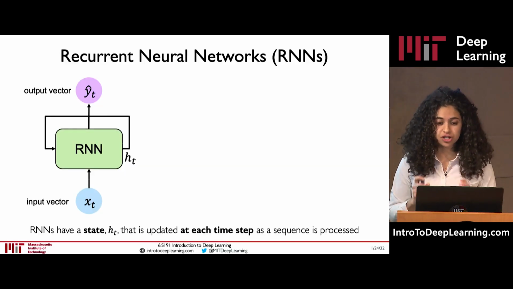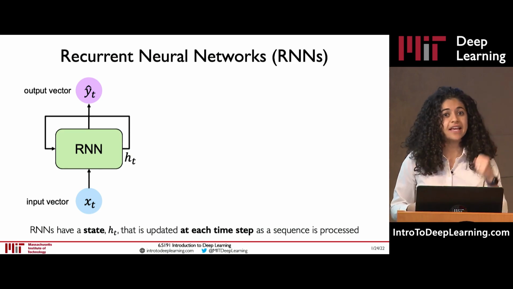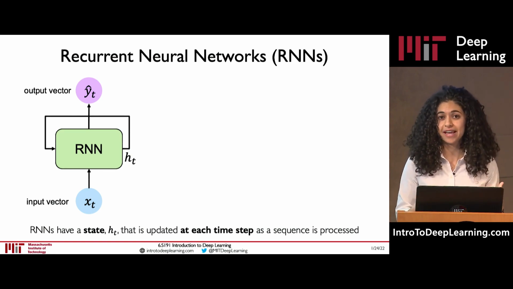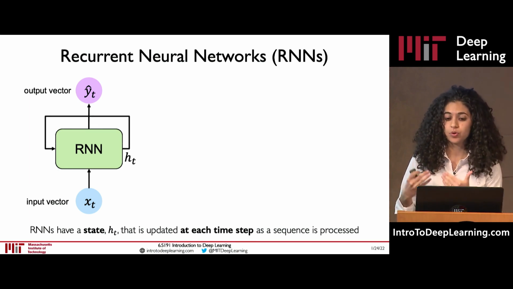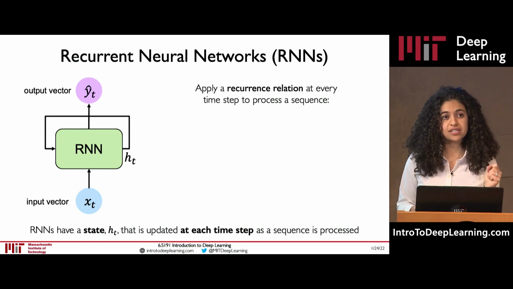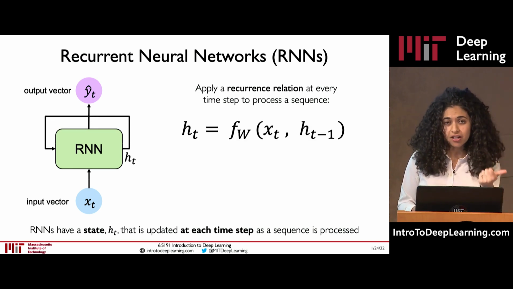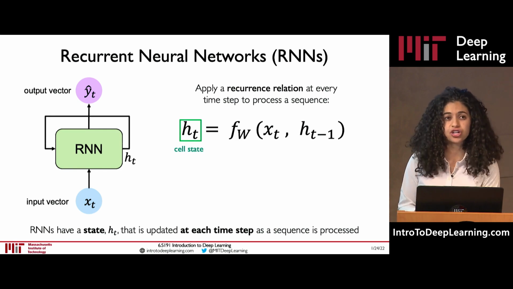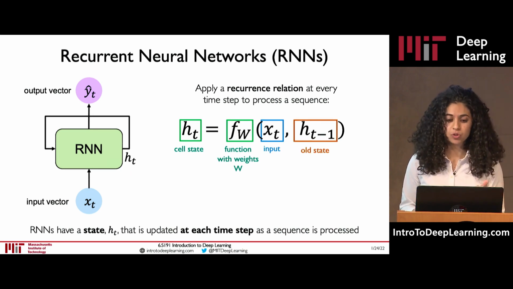So let's formalize this just a bit more, right? The key idea that I mentioned, and I'm going to keep driving home, is that the RNN maintains this internal state, h of t, which is going to be updated at each time step as the sequence is processed. And we do this by applying this recurrence relation at every time step, where our cell state h of t is now a function of the current input, x of t, as well as the prior state, h of t minus 1.